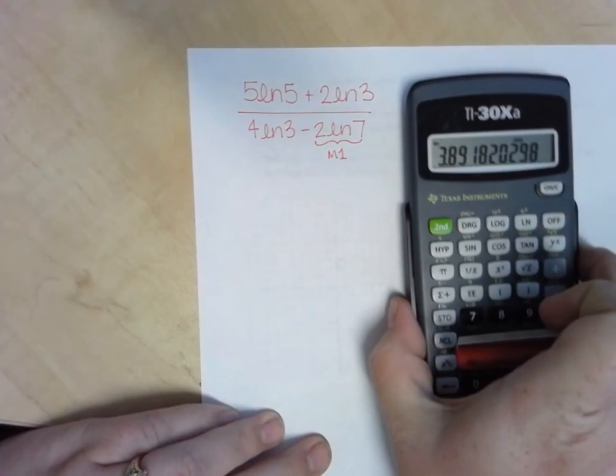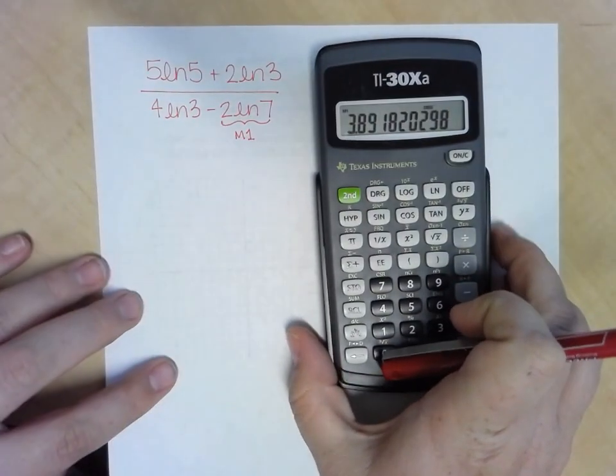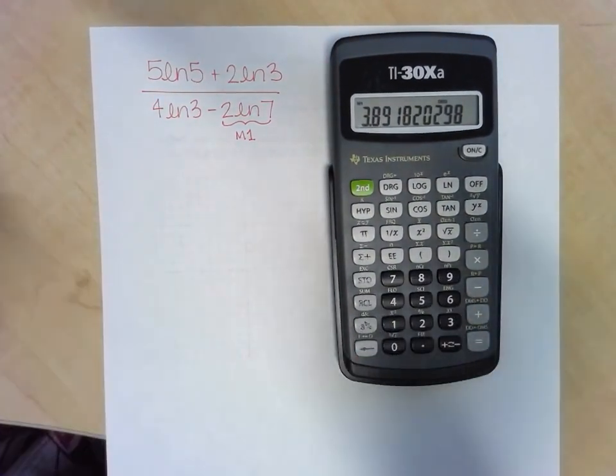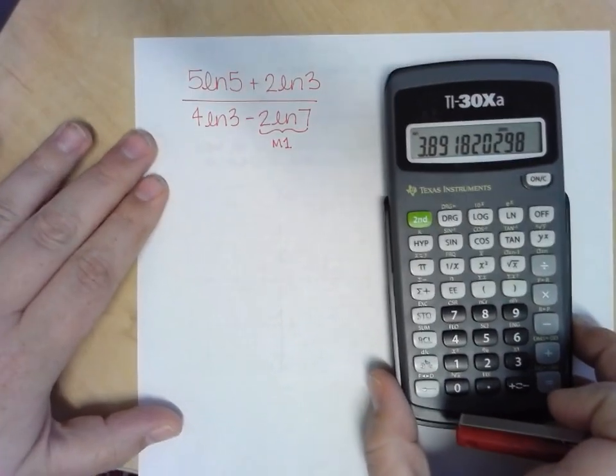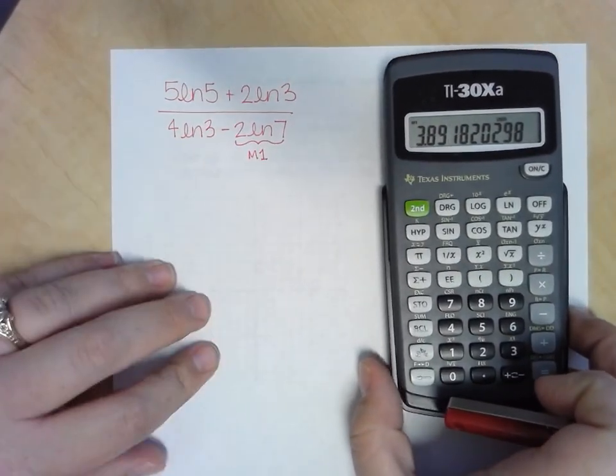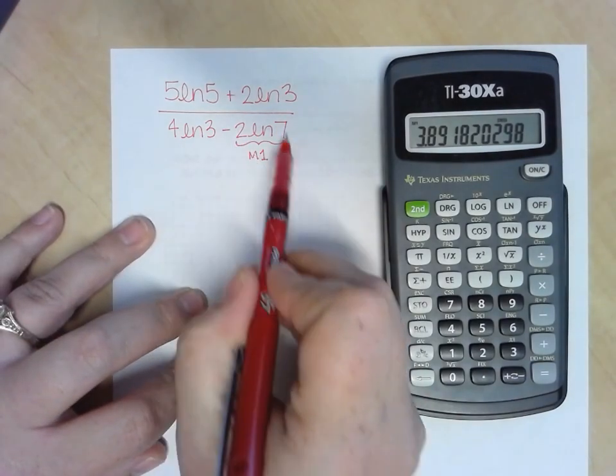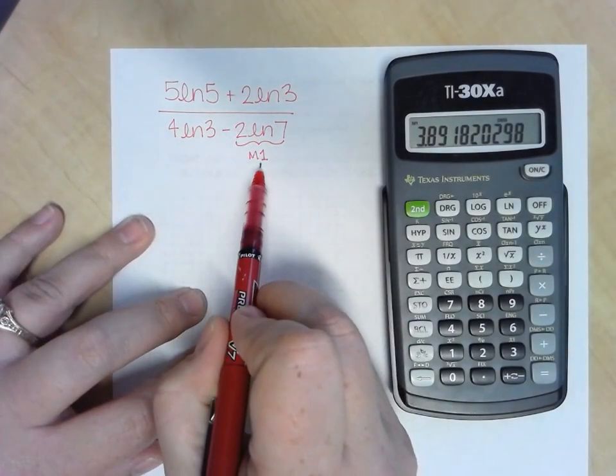Let me see if this is better if I move over here. There we go. That might be a little bit better so that we're not getting that glare. All right, so right now I have this amount, this little piece stored in memory 1.